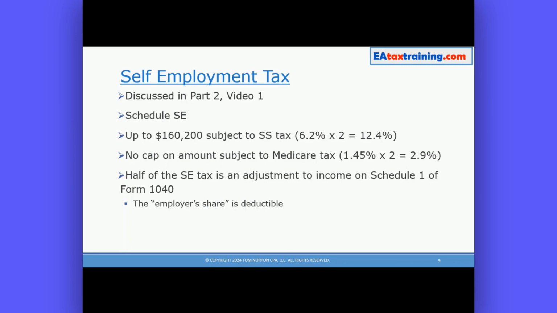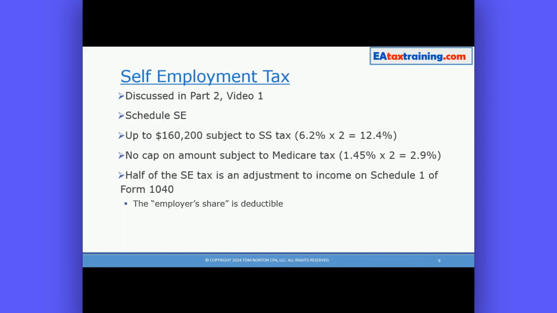Self-employment tax, we've been over this a couple of times, but just a little bit of a reminder. This goes on Schedule SE. The first $160,200 of your income is subject to the Social Security portion of the self-employment tax. There's no cap on the amount that is subject to the Medicare portion of the self-employment tax. And then half of the self-employment tax is deductible as an adjustment to income on Schedule 1 of the Form 1040. So it doesn't go on Schedule C, it goes on Schedule 1 of the 1040.